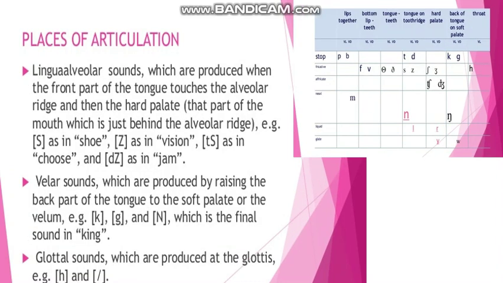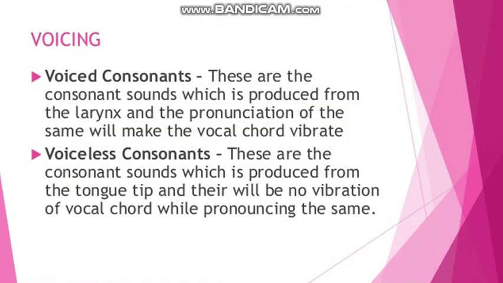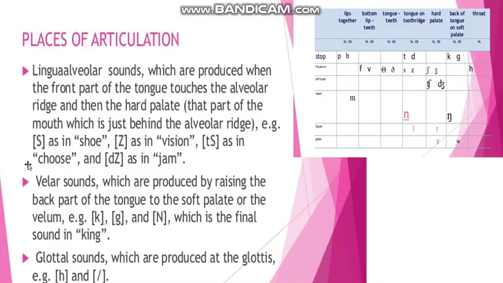And then palatal sounds, which are produced when the front part of the tongue touches the hard palate, that part of the mouth which is just behind the alveolar ridge, like shoe and vision, as in choose and jam. Okay, when you pronounce these, your tongue touches your upper mouth.